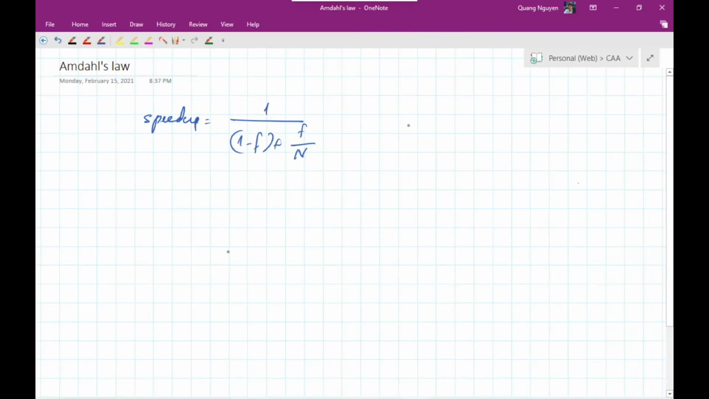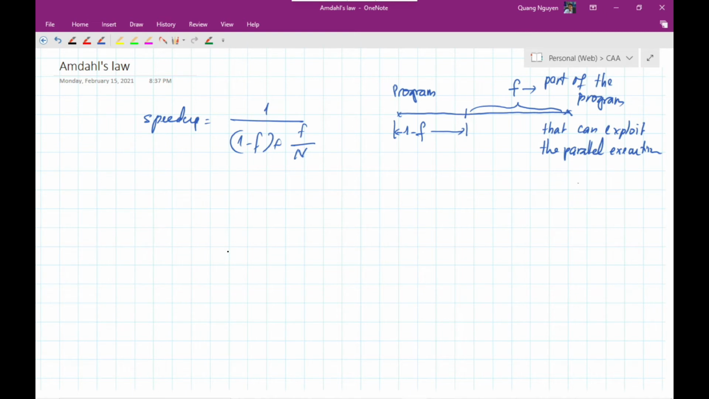Now, this is my rationale. Take a look at the program. This is my program, for example. F is the part of the program that can exploit the multi-core of the processor. That means F is the part of the program that can be executed in parallel. So 1 minus F is the left part, which can only be executed sequentially. Suppose you have a program with 1000 instructions. But when you move that program from a single-core system to a multi-core, only some parts of the 1000 instructions can be executed in parallel. And that part is the F part of this formula.